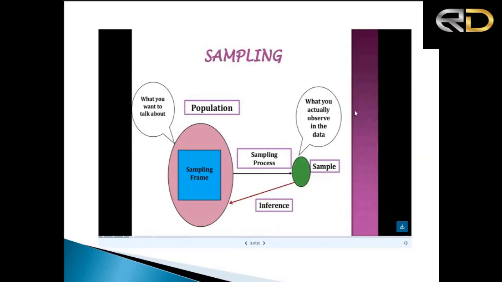Now here you can see this is the population, and this is the sample, and there is one more thing, that is the sampling frame. So the sampling frame is nothing but the list of complete, up-to-date units of the population. It is the complete and up-to-date list of units under consideration of the population, and from where we do the sampling.